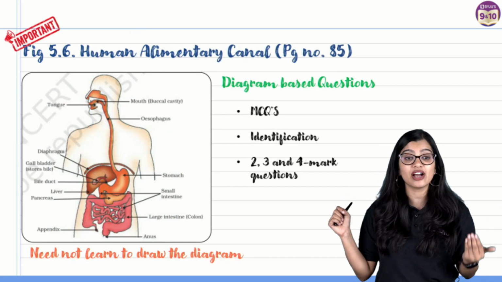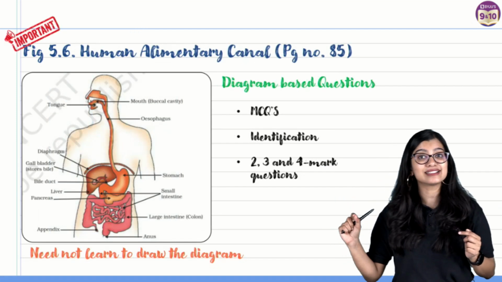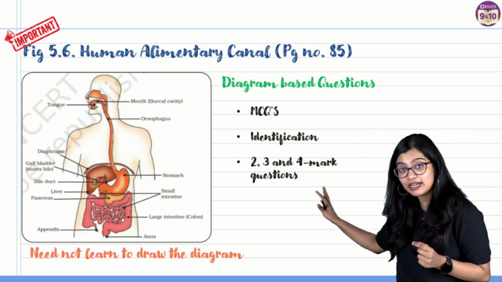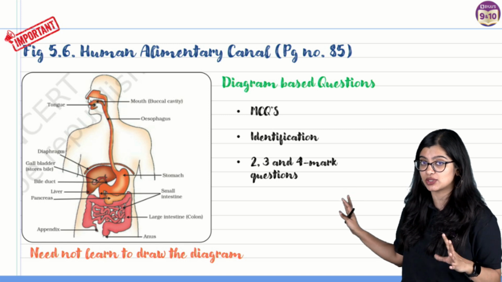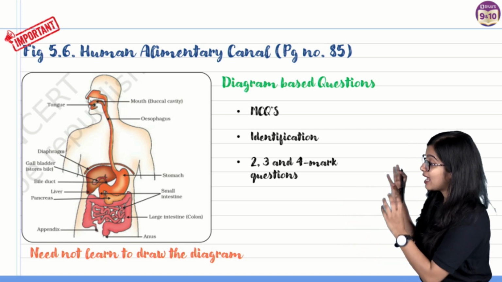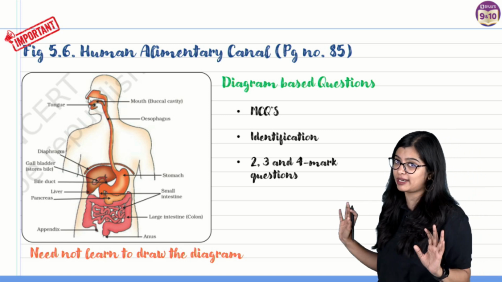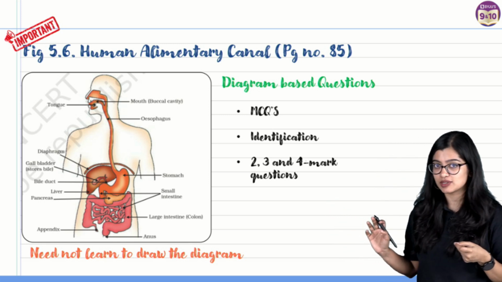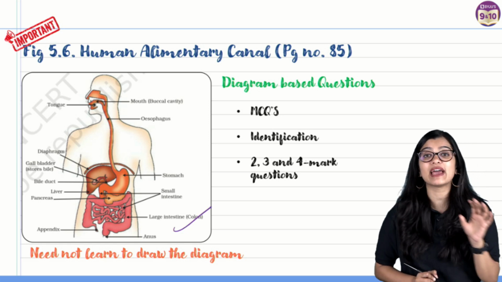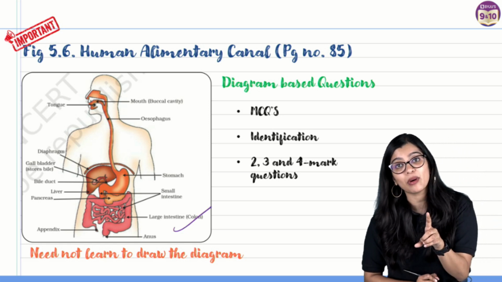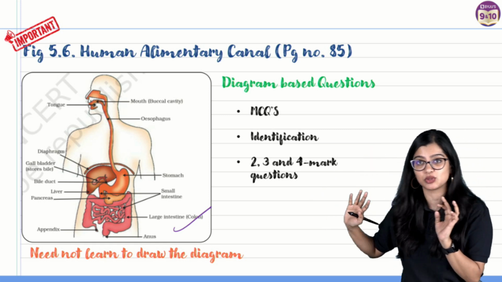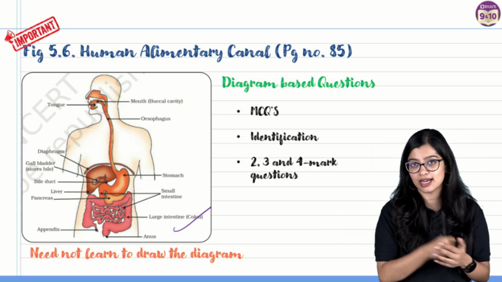Now we will move on to figure 5.6. As you can see, figure 5.6 is very important because here we're talking about the human alimentary canal or the human digestive system. Students, they will very rarely ask you to draw the human digestive system. So here, drawing should take second preference. But labeling is very important. The fact that you are able to identify which part is the esophagus, which part is the stomach, which part is the small intestine, all of those things are important.